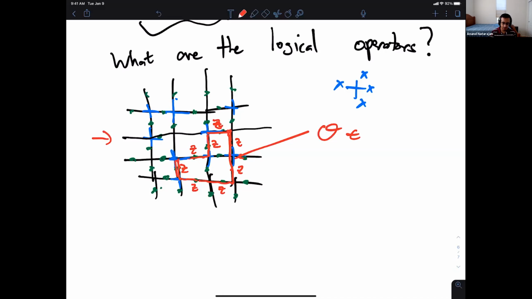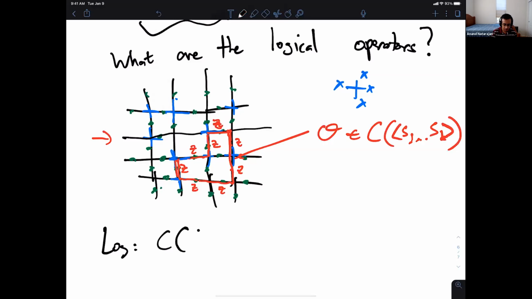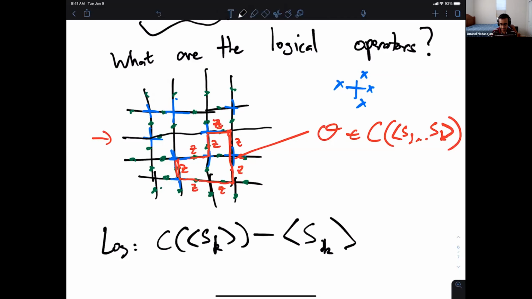I've shown that it commutes with all the stabilizers. So it's in the centralizer of the stabilizer group. That was one of the two criteria for being a logical operator, remember? So logical was the centralizer minus the actual set of stabilizers itself. So does anyone want to guess, is this thing actually in the logical set or is it just in the centralizer?